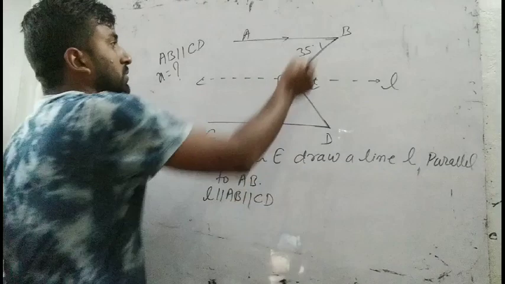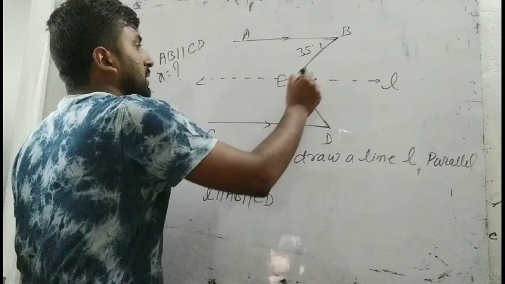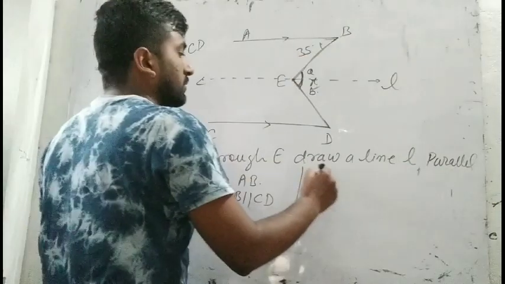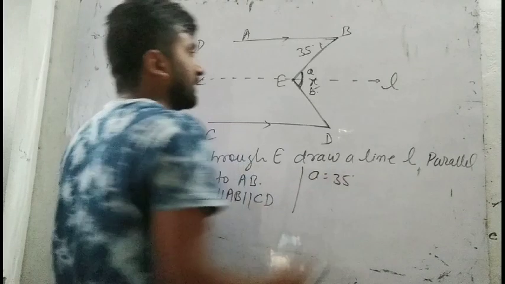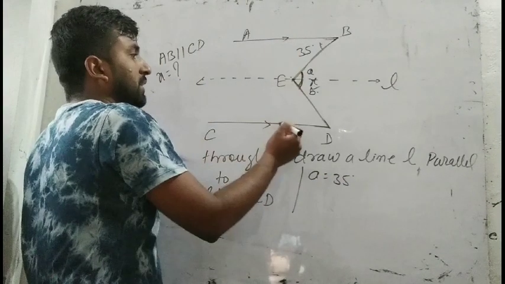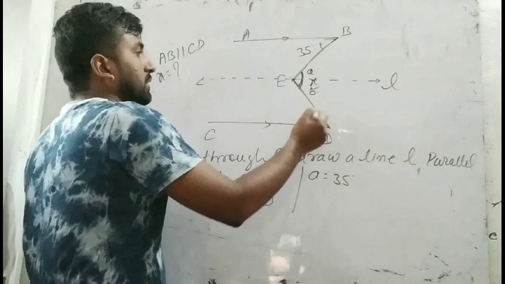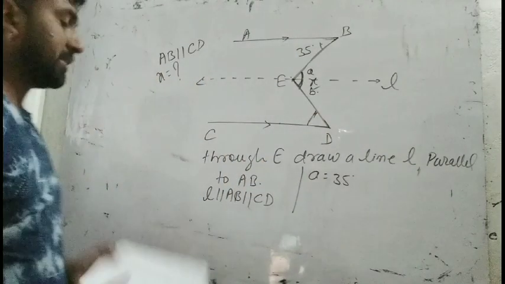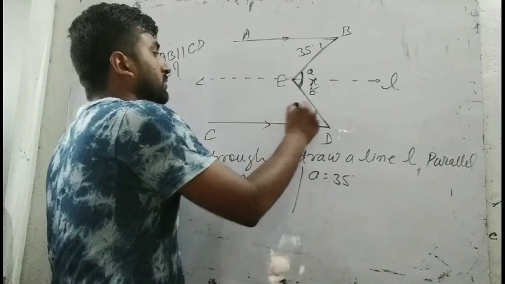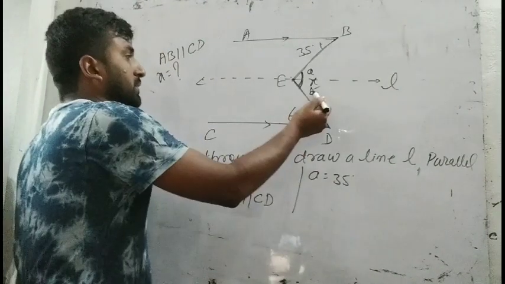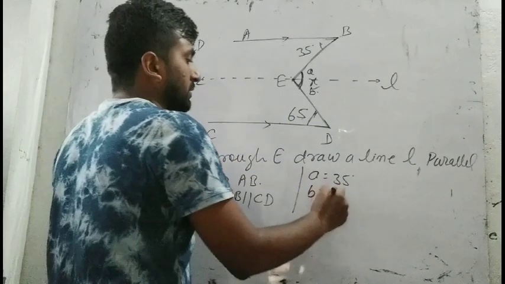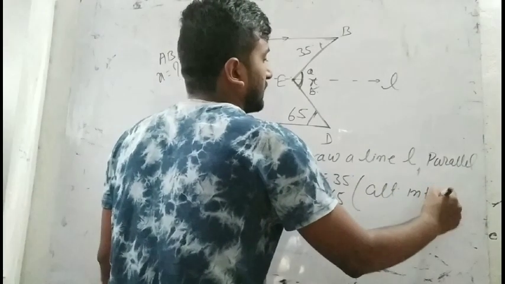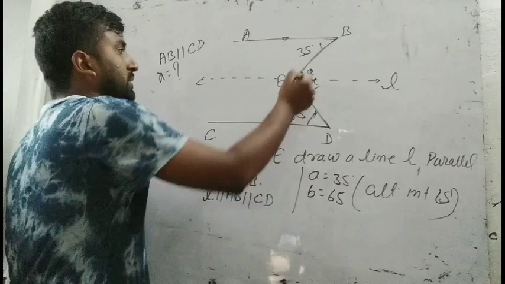Okay, suppose this angle is A and this angle is B. We can write angle A is equal to 35 degrees by alternate interior angles, because this line is parallel to this and this line is also parallel to this. Here this angle is equal to 65 degrees, so B is equal to 65 by alternate interior angles. And we need to find angle x.